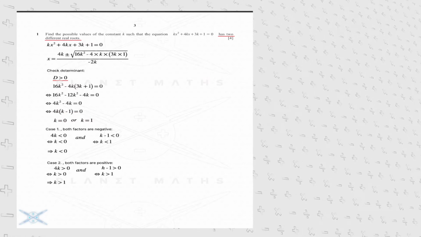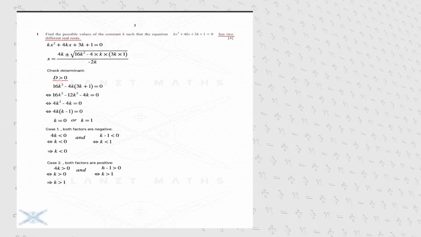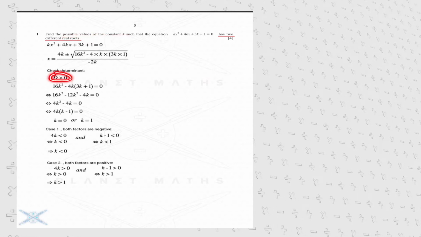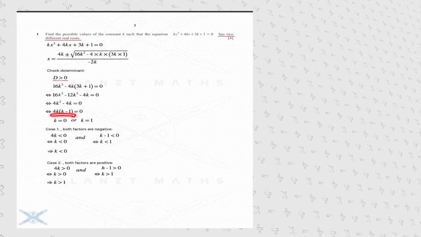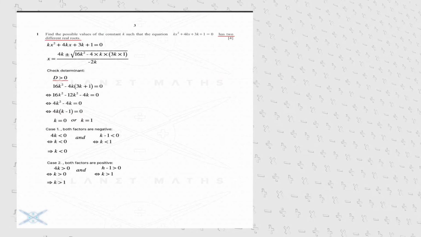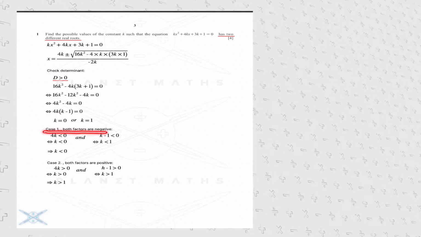Next thing to check to determine the possible values of the constant k is to make sure that the result of the discriminant is indeed positive, and when multiplying two factors to receive a positive result, each factor needs either to be positive or negative. So this is what we need to make sure of.